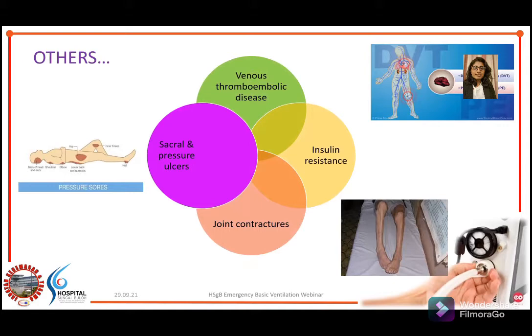Joint contractures happen when the patient is having prolonged bed rest. There's inadequate muscle movement, inadequate usage of the muscle, and this leads to joint contracture. And as we all know, prolonged immobilization and prolonged bed rest lead to the formation of sacral sores as well as pressure ulcers.